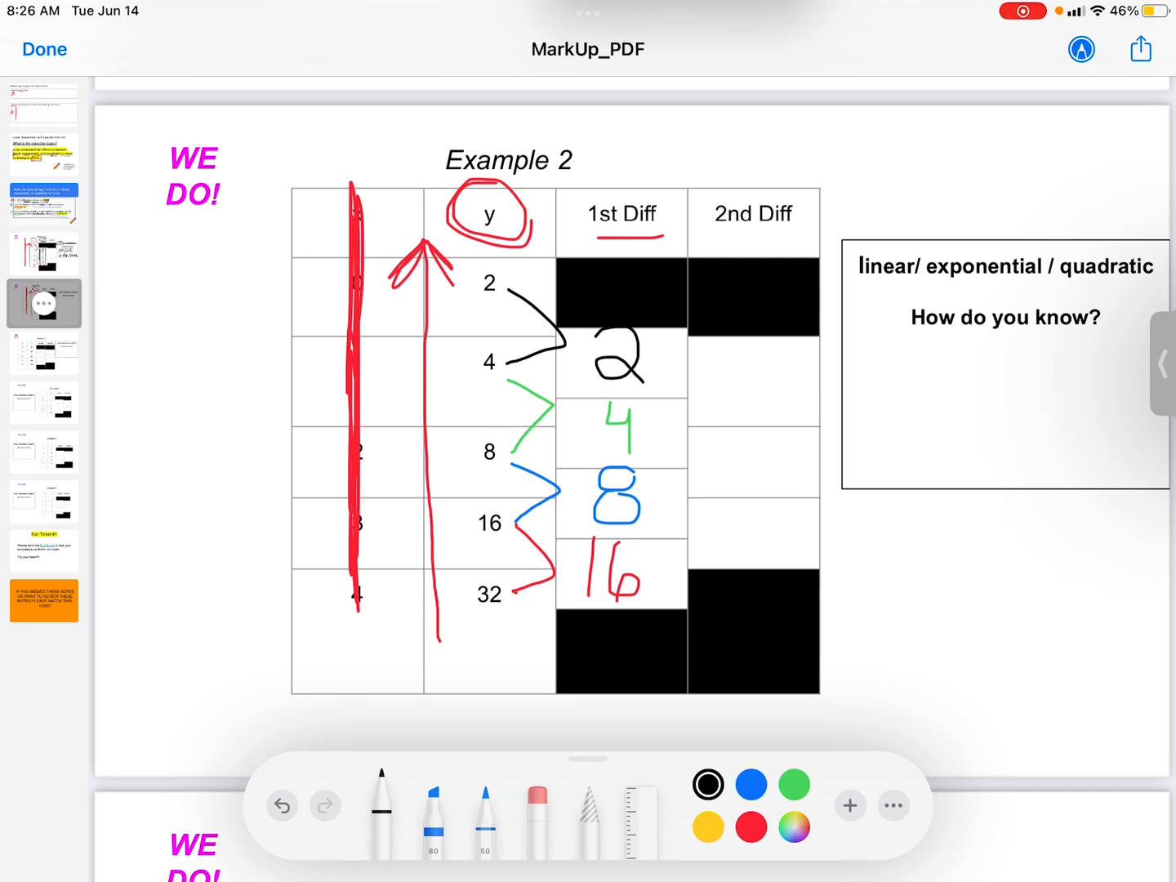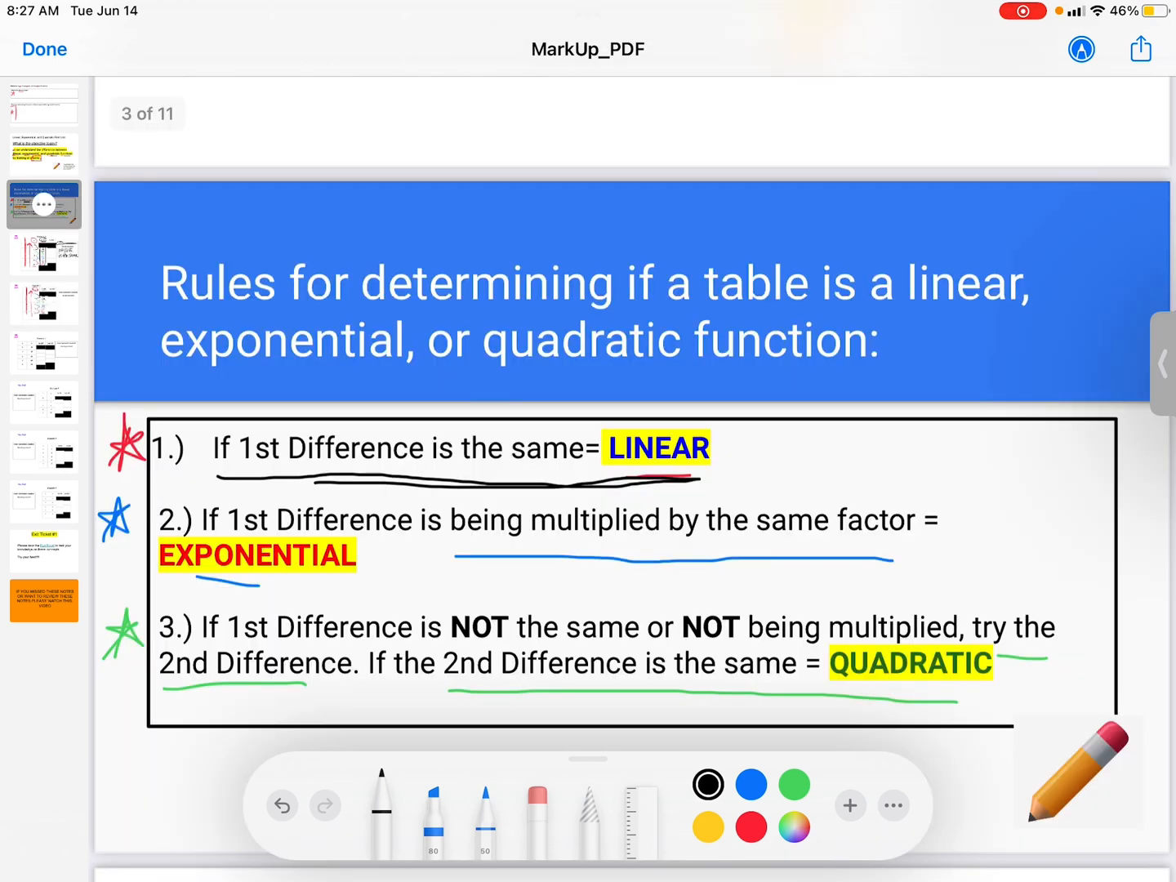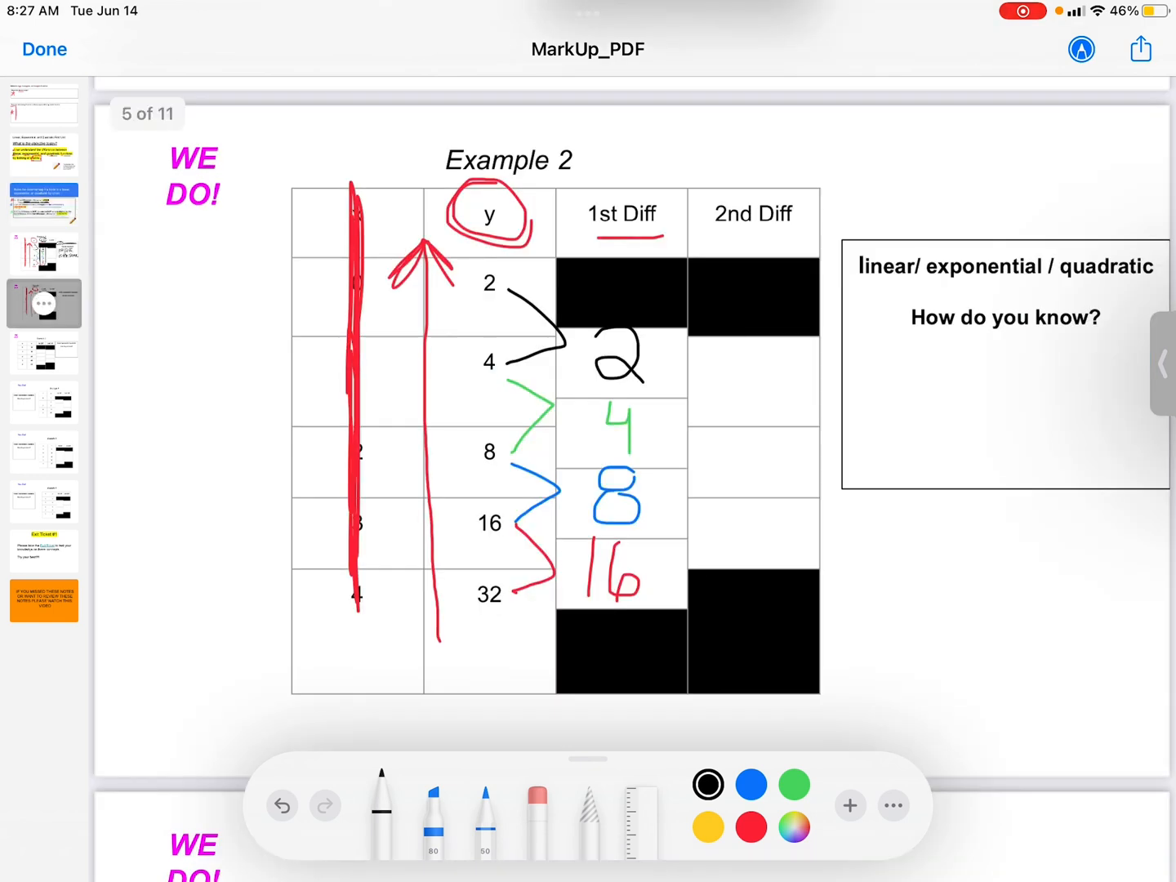Again, when you find the first difference, stop for a second and check your rules. So let's go back. Rule number 1, if the first difference is the same, it's linear. Well, let's look here. My first difference this time is not the same, right? I don't have all 3s or all 2s. I have a 2, a 4, an 8, a 16. Those are not the same. I know right away that this table, I'm going to actually cross out linear. I know it cannot be linear.